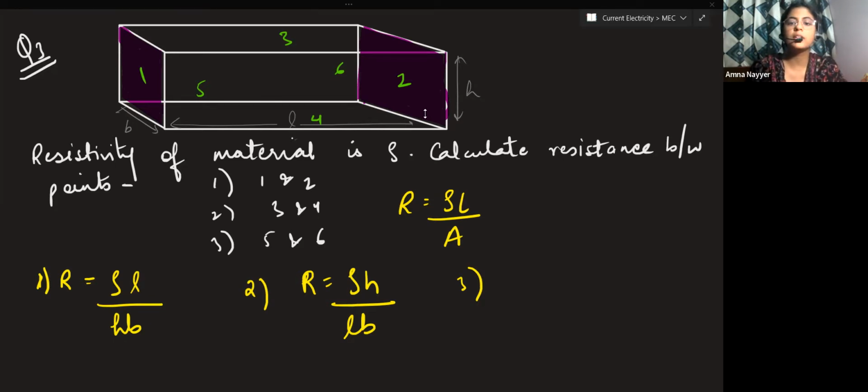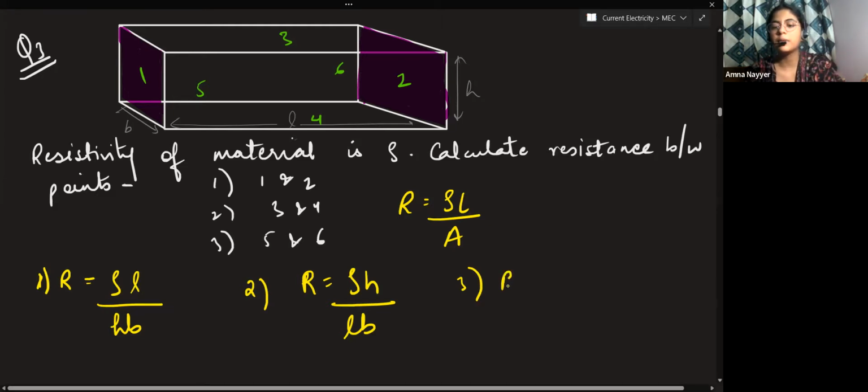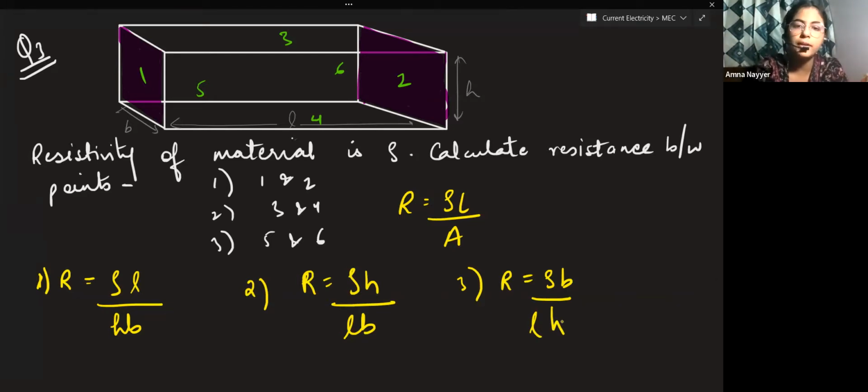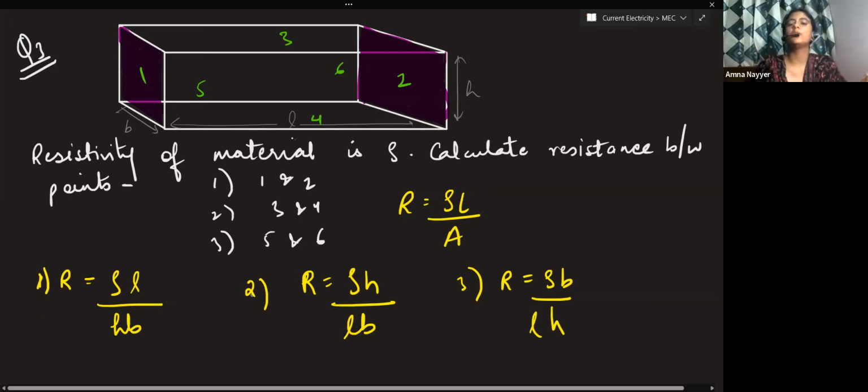Look into the figure. Yes, B. They are separated by B. So R becomes rho B divided by the area of this. See, area of this rectangle is what? This is the length, this is the height. Height and length, this becomes LH. So that's how you will answer all the three parts. All right, quickly now note down these three answers of it. Then we'll move on to the new topic.